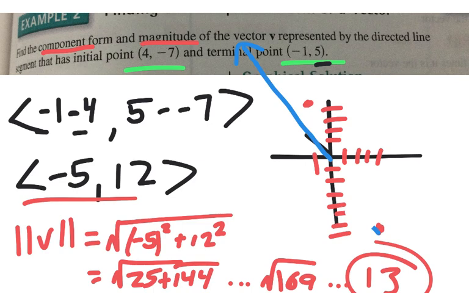My original vector was here from the red to the red. And now when I find the component form, I'm taking that yellow vector and I'm moving this initial side to the origin. And it should be the blue vector now.